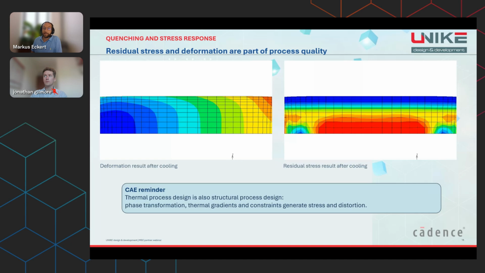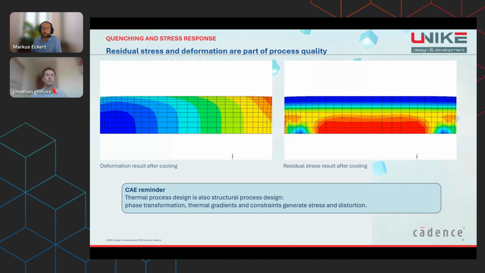This slide is a reminder that the thermal process design touches structural mechanics. During induction hardening, local temperature gradients, phase transformations, and boundary conditions create residual stress. Depending on the component and process strategy, these may lead to the formation of unwanted stress states. For the workpiece assessment, this is obviously relevant.